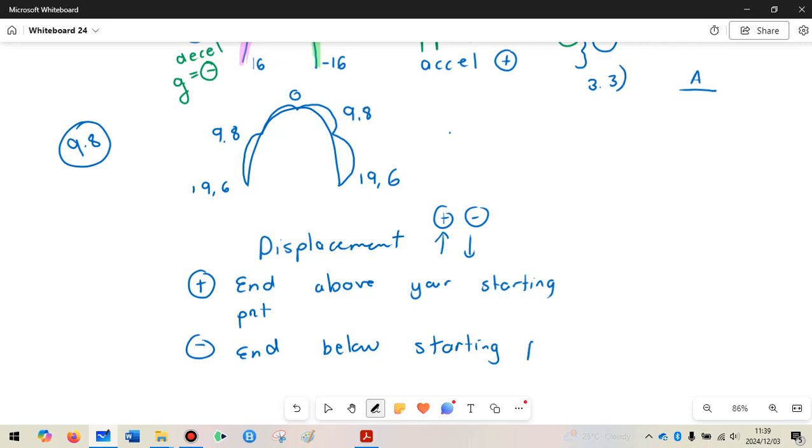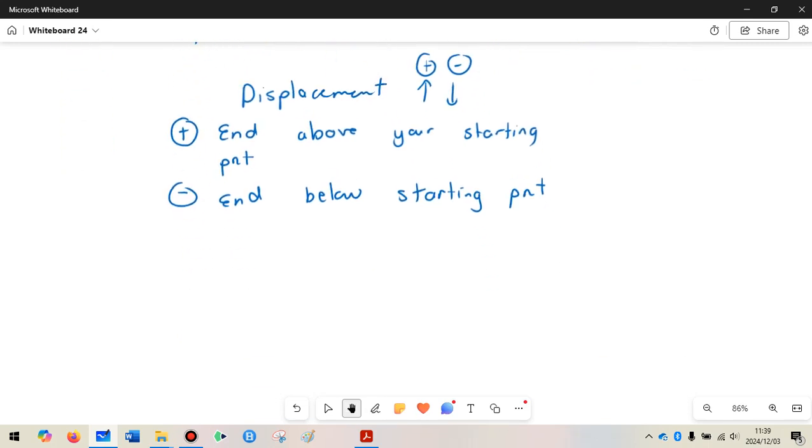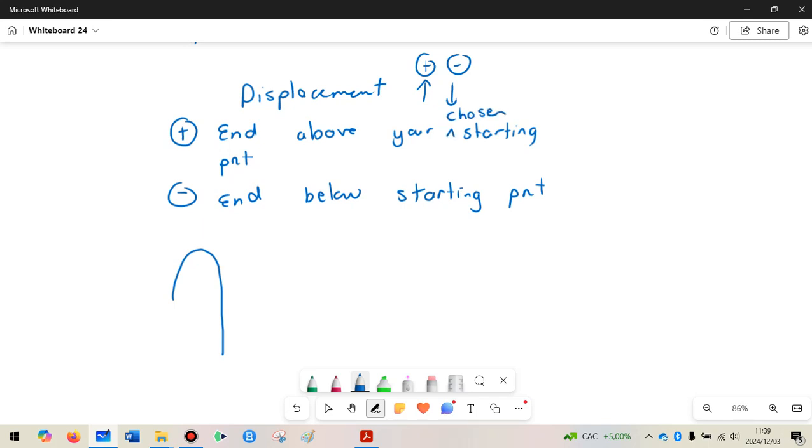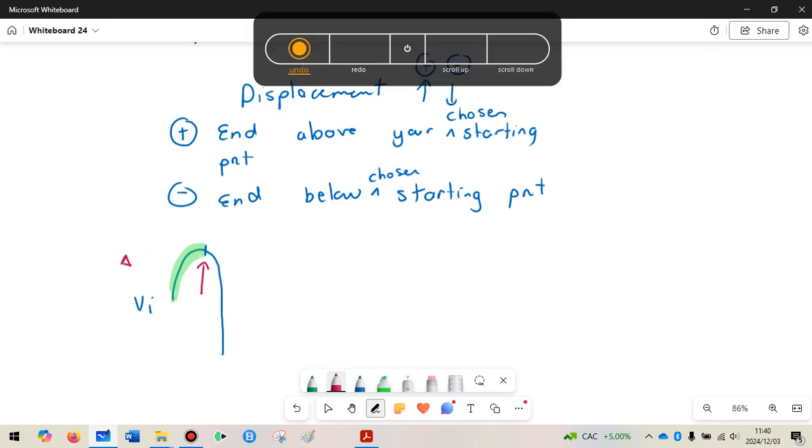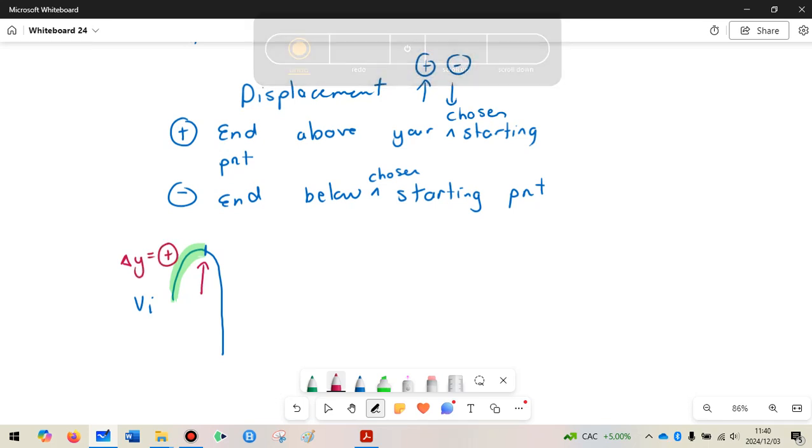So let's look at some examples of this to illustrate that. So let's say, for example, you're throwing a ball up and then it lands here. Okay, and I should probably add it ends above your chosen starting point. Okay, what I mean by that is if, let's say, we work out the displacement for this highlighted section, then that is my starting point, my VI, and this is my end point, and I have ended up above my starting point. So my displacement, or in this case delta y, will be a positive value.